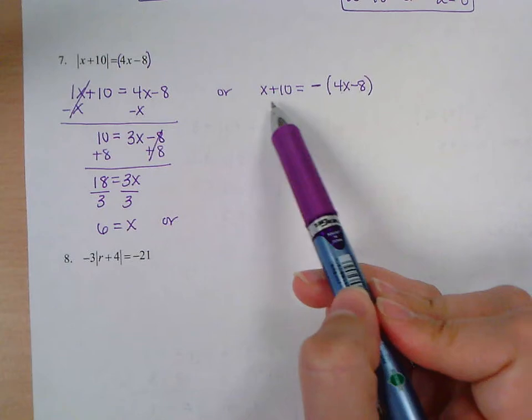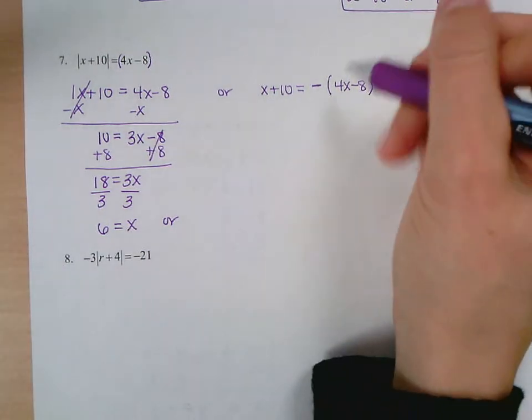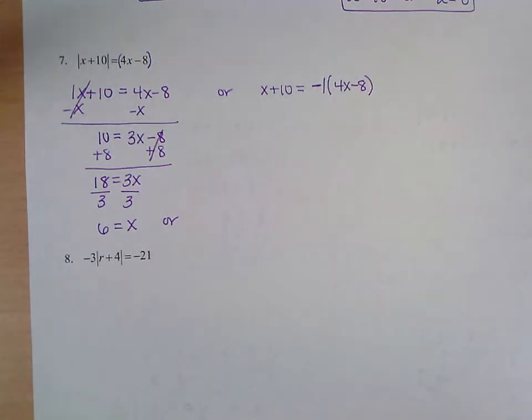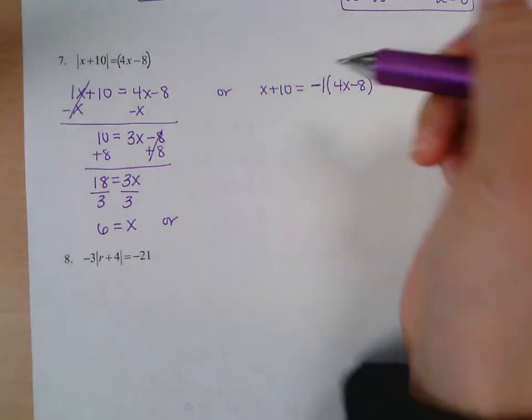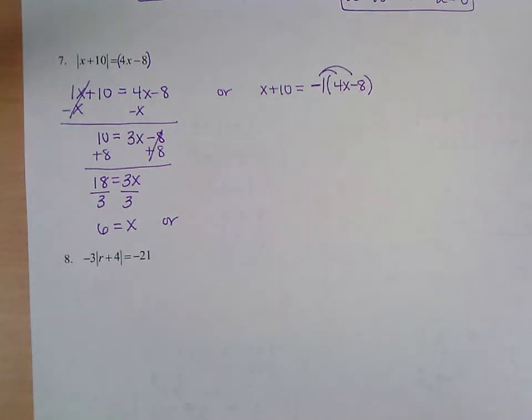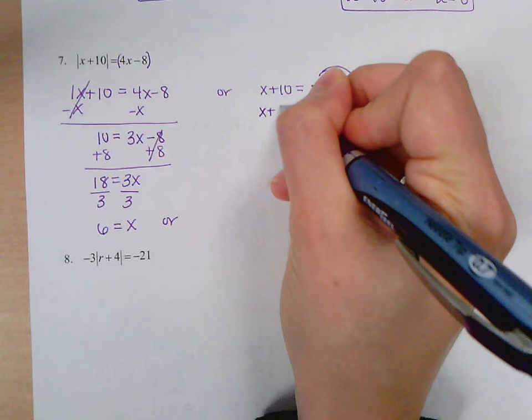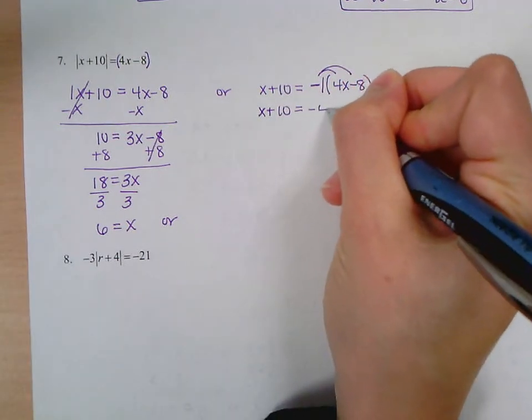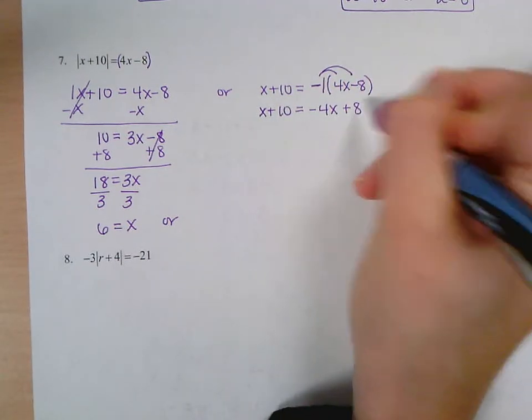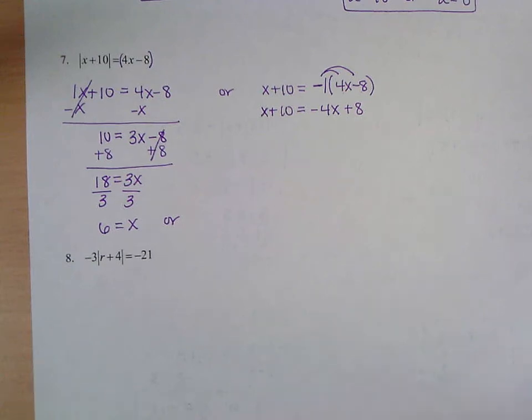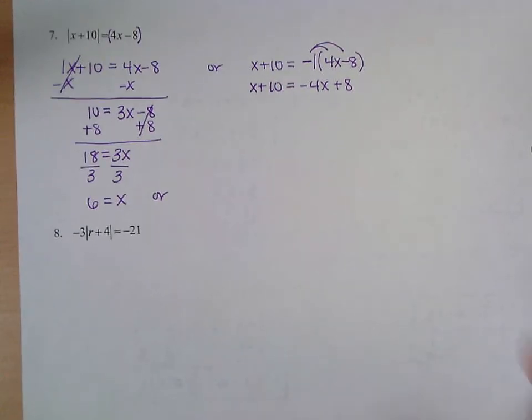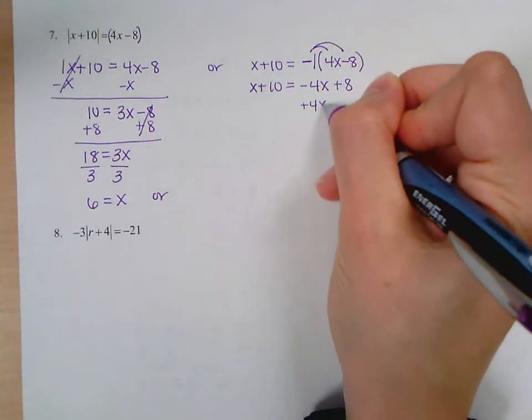Or, now if I solve my other equation, so here this is like a negative 1 that is in front of that parentheses. So I need to distribute the negative 1. So I have x plus 10 equals negative 4x plus 8. So when I solve this one, I'll add 4x to both sides.